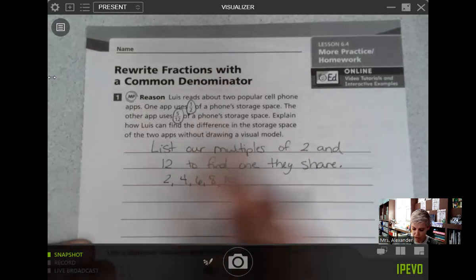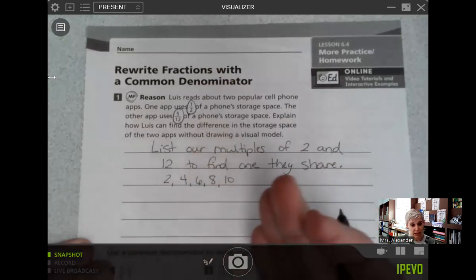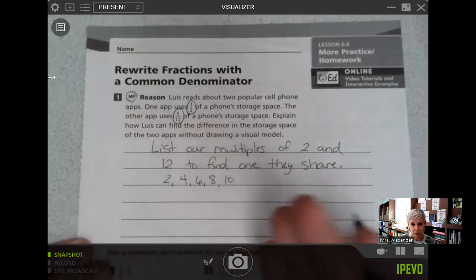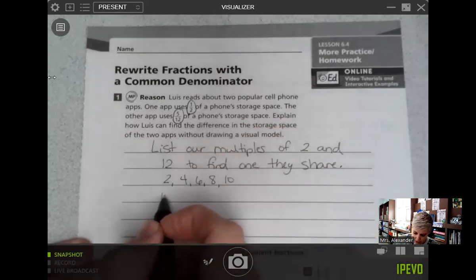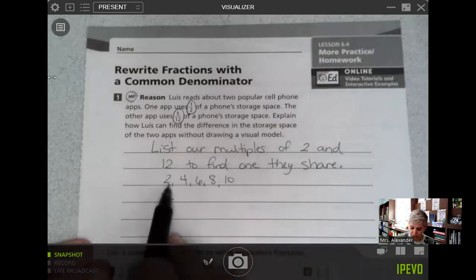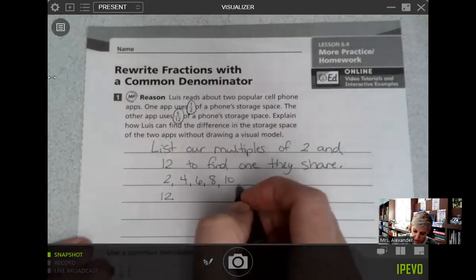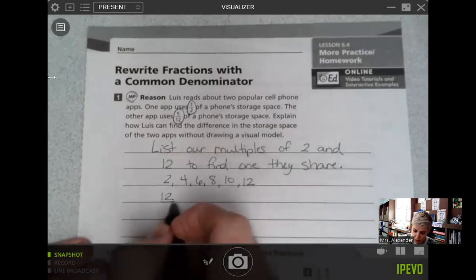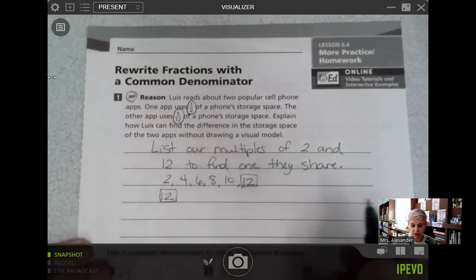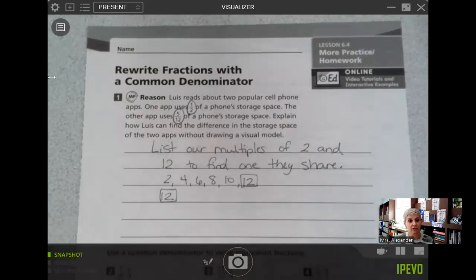8, 10. Now I've gone out 5 places like we've been doing in class, but if you notice, I have another denominator of 12. And when I've listed out 5 places, I haven't even gotten to that 12 yet. So I'm going to go one more place, and then we would know that they share that multiple of 12. And then we would be able to compare and find the difference between those two.